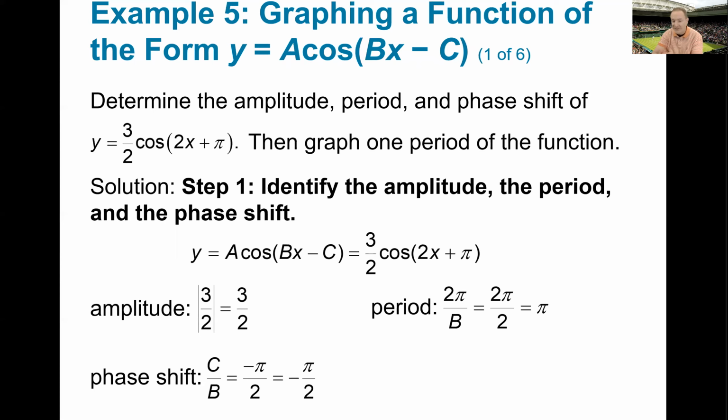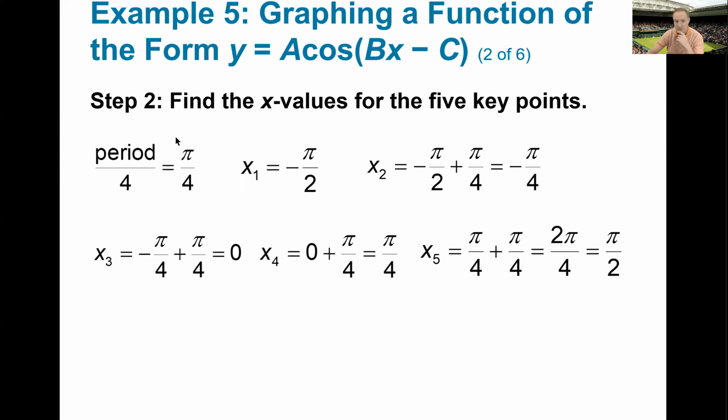Now, what are the 5 important x values? This one right here is your first one. How do you get your second one? Please remember, your important points occur every 1/4 of a period. 1/4 of a period here is pi over 4. I think of this as negative 2 pi over 4. My next one is at negative 1 pi over 4, then at 0, then at pi over 4, and then at pi over 2. That's what I'm showing on this page.